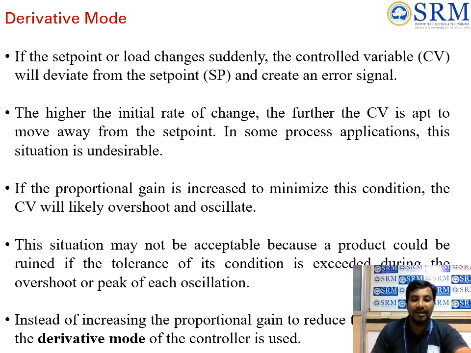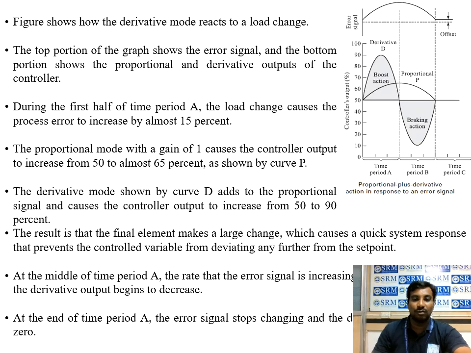So if the proportional gain is increased to minimize this condition, the control variable will likely overshoot and oscillate. This situation may not be acceptable because a product could be ruined if the tolerance is exceeded during the overshoot or the peak of each oscillation. Instead of increasing the proportional gain to reduce the error signal, the derivative mode of the controller is used. So that's the biggest advantage of this one.